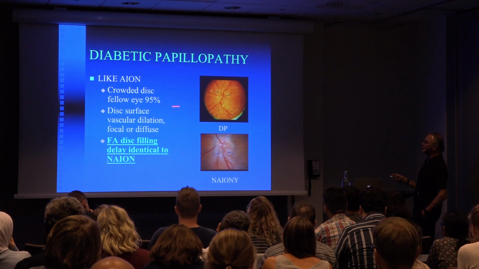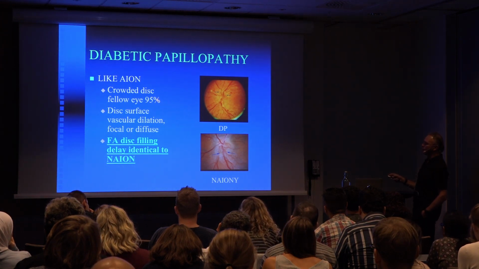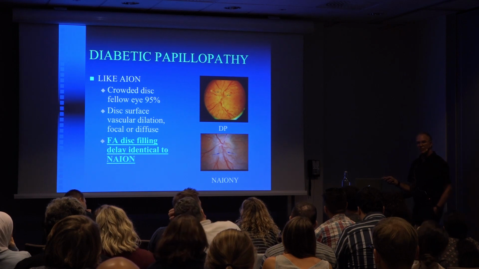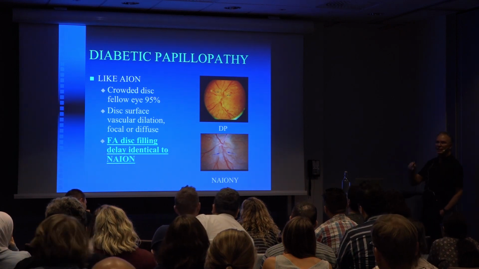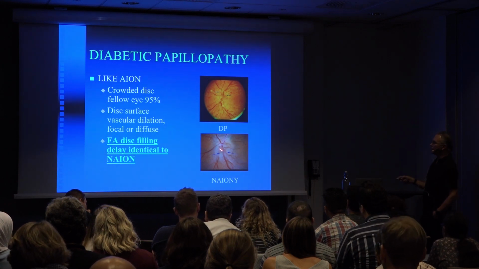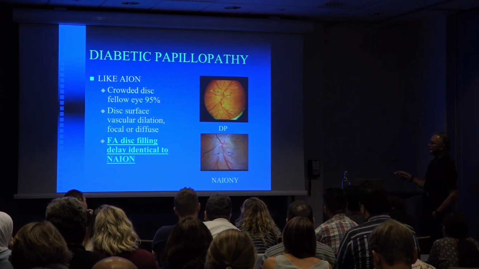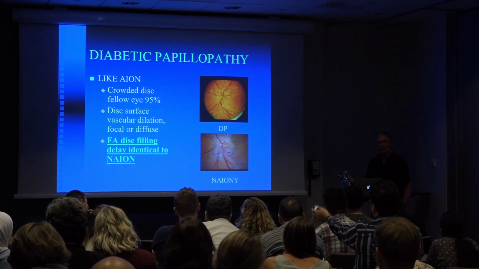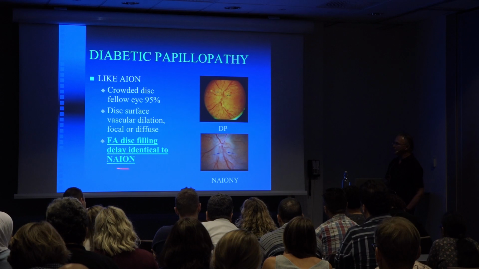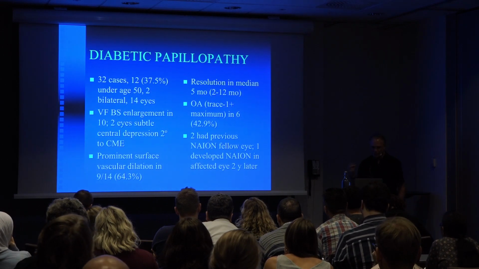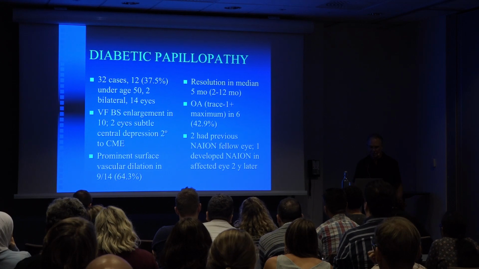It's similar to AION in that most diabetic papillopathy has a crowded nerve. That first slide that I showed you about ischemic optic neuropathy had a dramatic telangiectatic surface. This looks similar to that. So there's that slide, there's this slide, looks kind of similar. But the most important thing to me, and the most interesting thing that I found, is that the fluorescein looks like NAION.